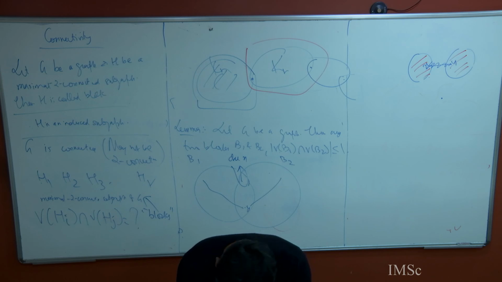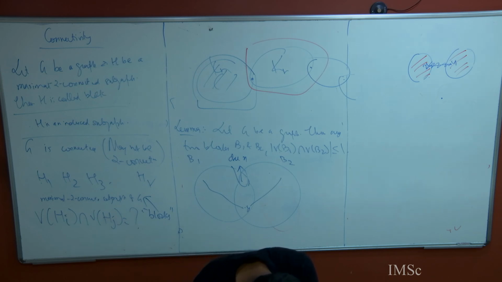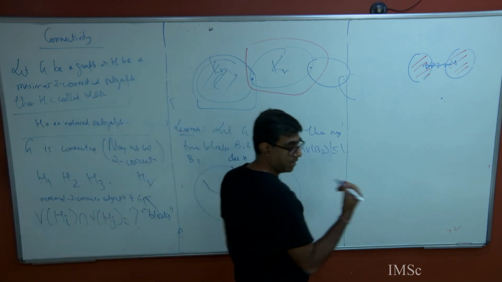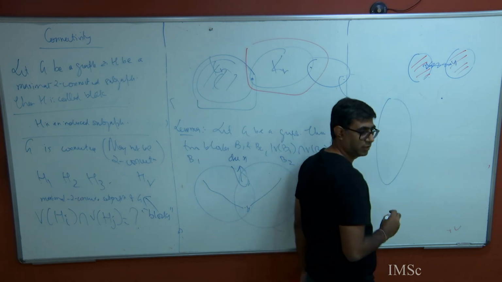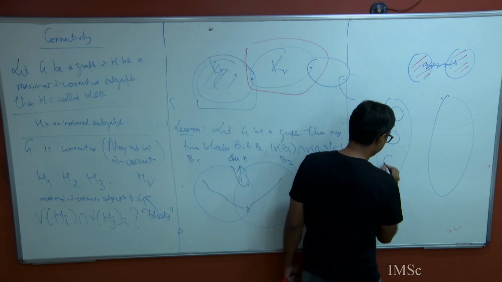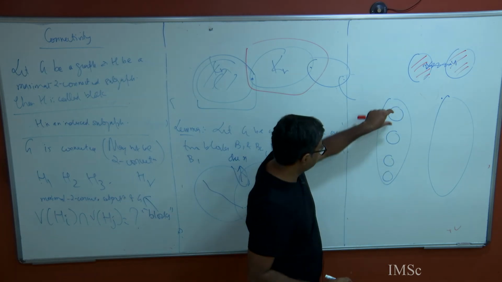So blocks. How do we construct this graph? It's very nice. We make a bipartite graph. So what is my bipartite graph? Here I write down the blocks. These are blocks. They are like vertex sets of blocks.